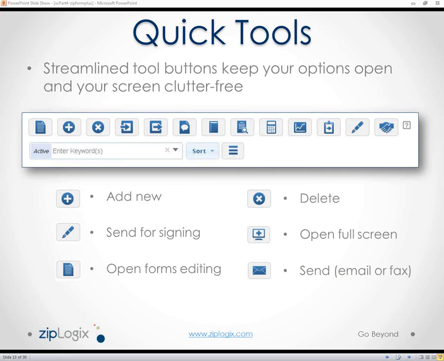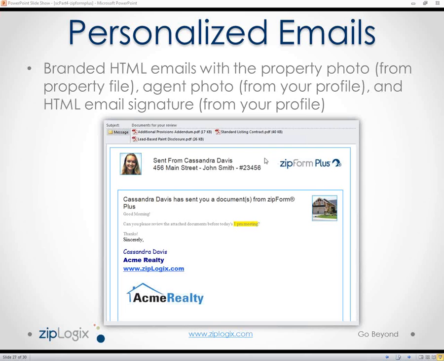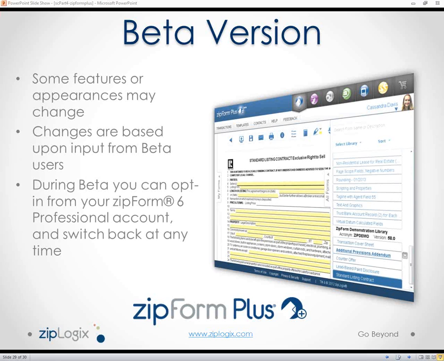Now remember, you can go in and you can personalize zipForm Plus as needed. You can personalize zipForm Plus in order to customize those personalized emails that come out from zipForm Plus and add your picture and your signature. You'll also see those emails are customized with the property photo that you can add when you start a transaction. So remember, you can have a custom, personalized experience inside of zipForm Plus.